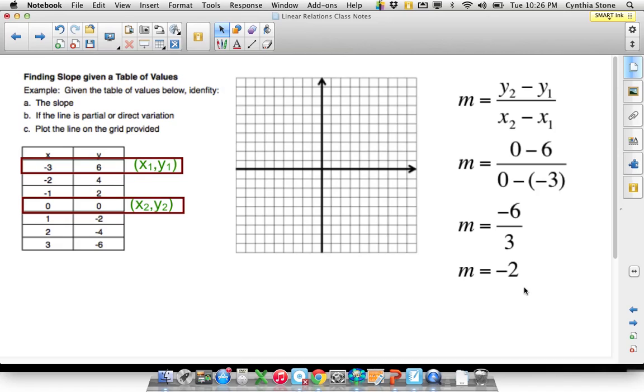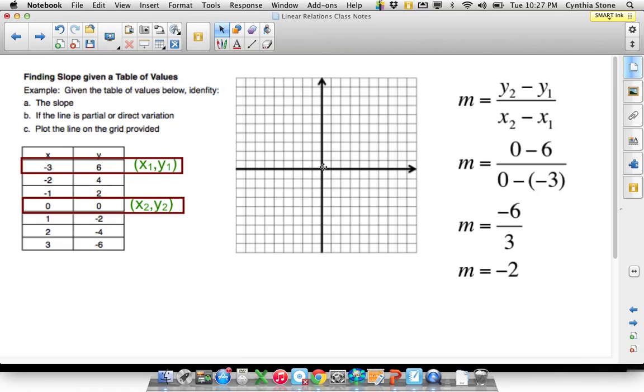So that is calculating slope. We'll do another example in a minute using the formula. It says to plot the line, identify if it's partial or direct. You might remember this from yesterday. I know right away this is direct because there's a (0, 0) point. That means that it's going to pass through here on the line.